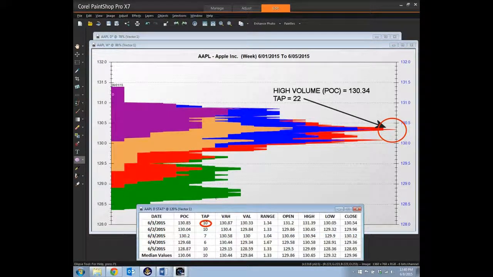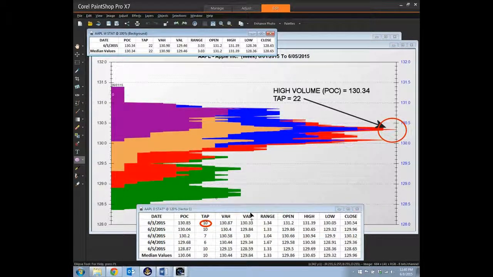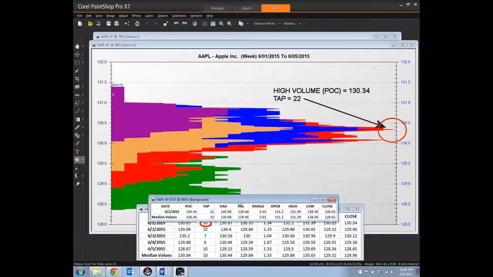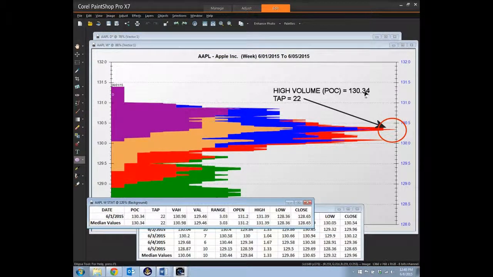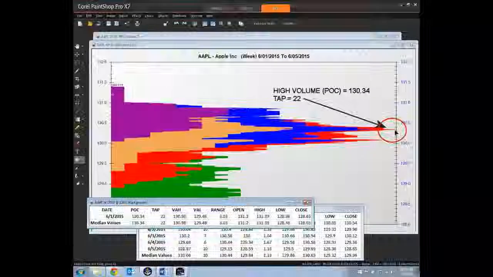So you can see on Monday, Tuesday, Wednesday, and even Thursday we spent time at that high volume price. More time at price, more volume allowed to accumulate. So that's how you recognize a fair or high volume price, also known as the point of control.